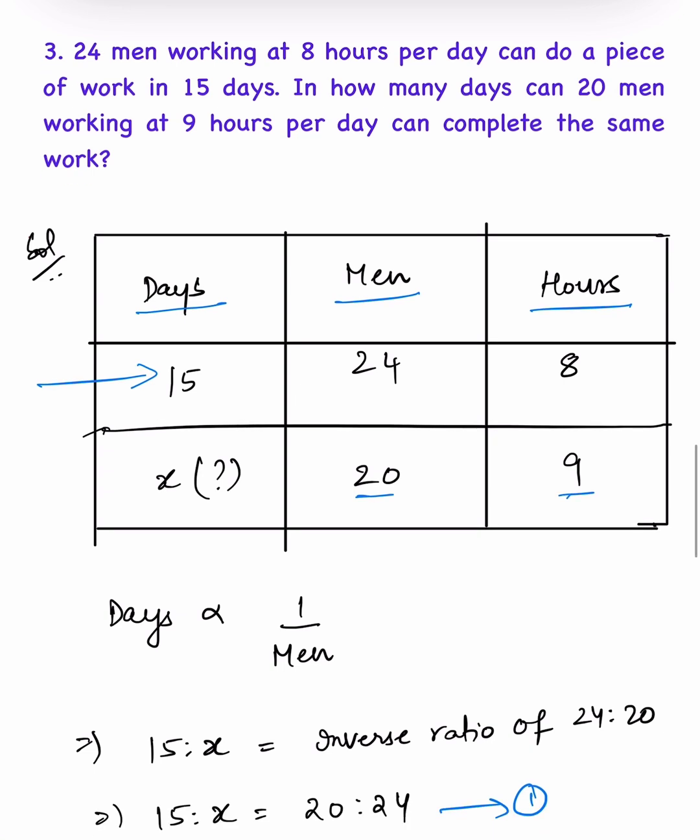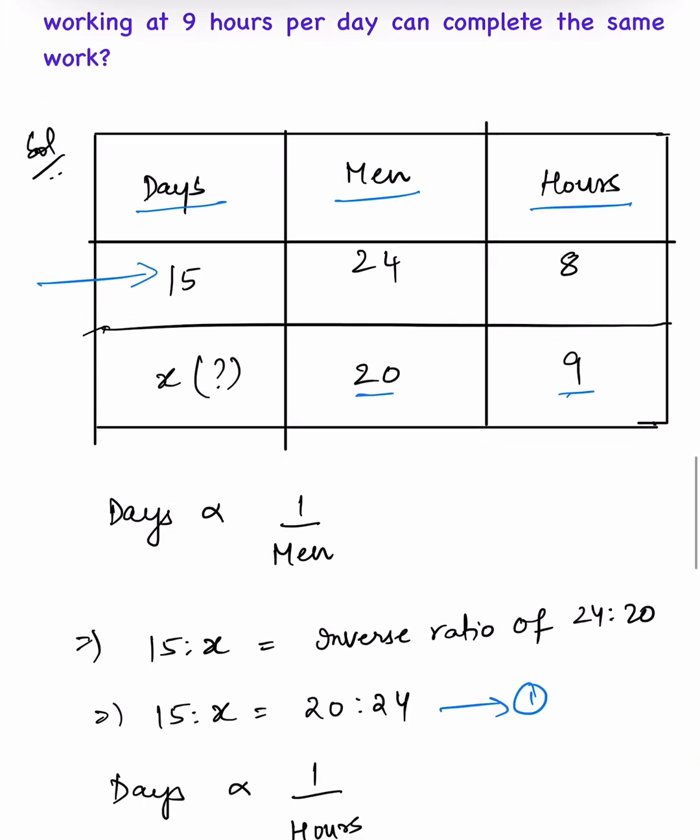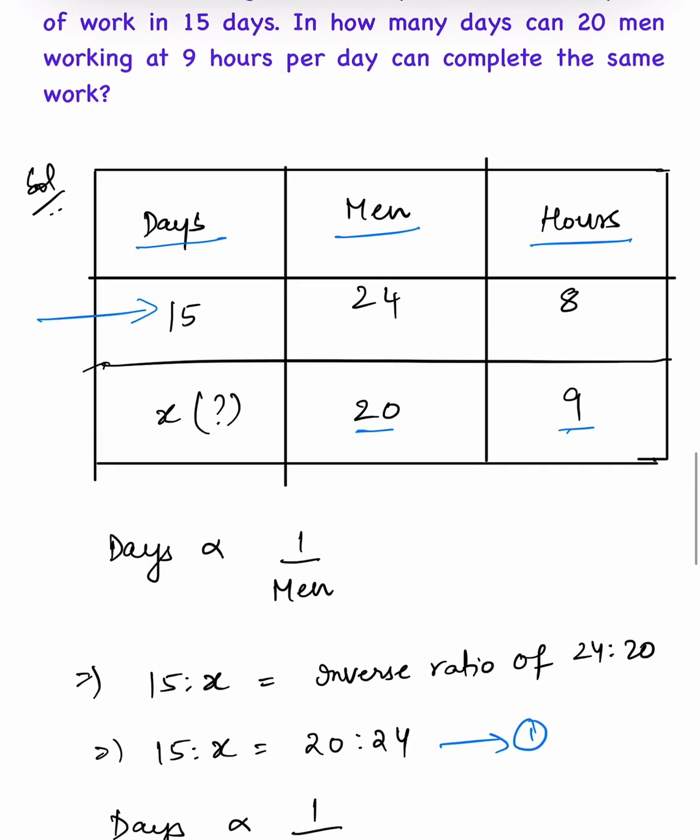Again, let us take two quantities each and compare them. The number of days is inversely proportional to men, because if we have more men working, the work can be completed in less number of days. So this is an inverse proportion. So we write the inverse ratio of men. So 15 is to x equals the inverse ratio of 24 is to 20. So 15 is to x equals 20 is to 24.